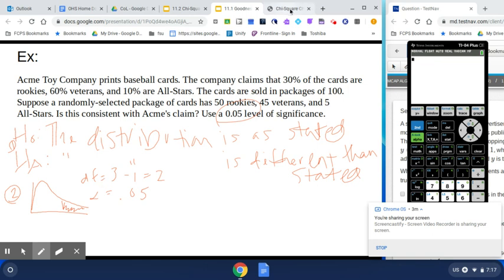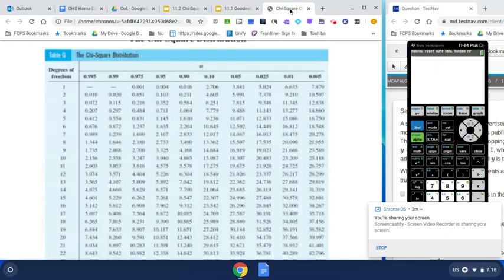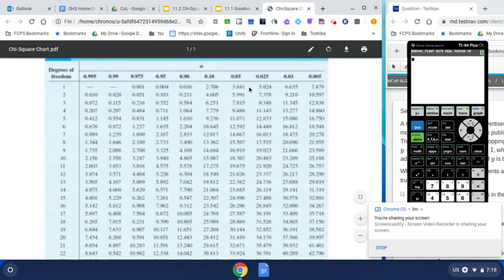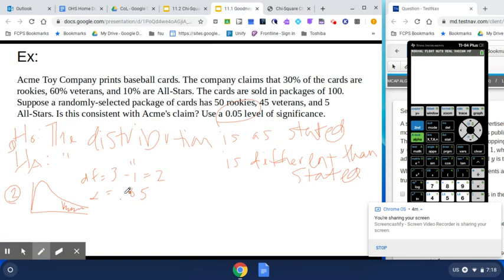Okay, so let's take a look at the chi-squared chart and see what that critical value is for 2 degrees of freedom and an alpha level of 0.05. So here's my 0.05 column and 2 degrees of freedom. It looks like that number is 5.991 right here in the chart. Okay, so 5.991 is our critical value.